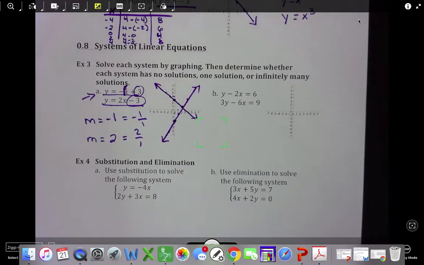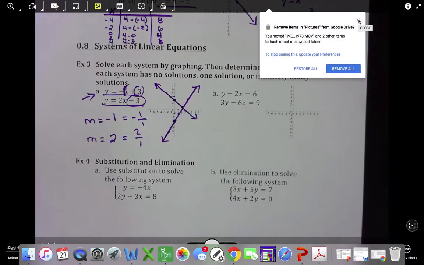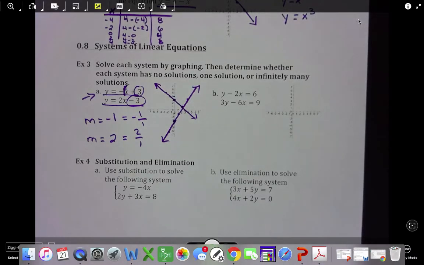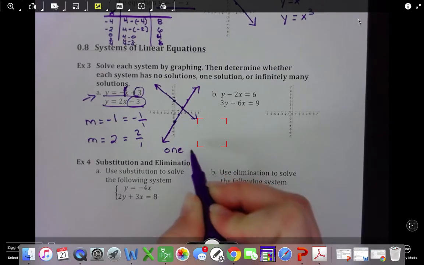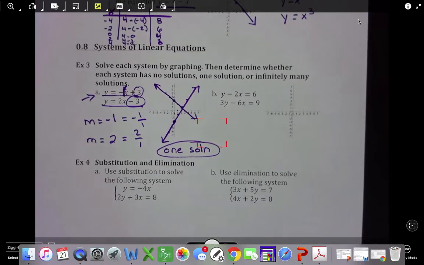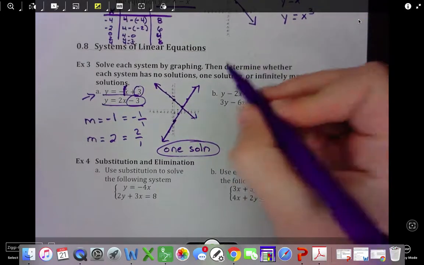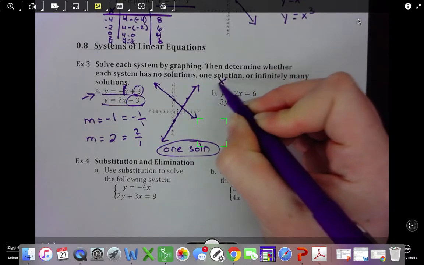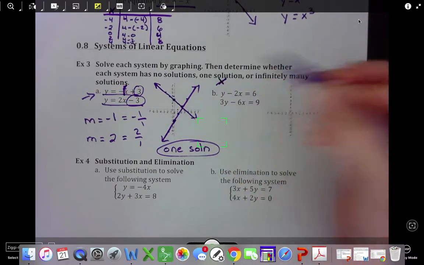And I'm going to now determine whether each system has no solutions, 1 solution, or infinitely many solutions. And what they mean by solutions is where those 2 lines intersect. Do they intersect in 1 spot, in no places, or in infinitely many places? Okay. Right now I have 2 lines that are intersecting obviously in 1 place. So this one has 1 solution, and you can abbreviate solution as SOLN. That is perfectly fine. Okay, so 1 solution, they're just intersecting in 1 dot like that. I'm going to put an X next to 1 solution because they're just going to intersect in 1 place.